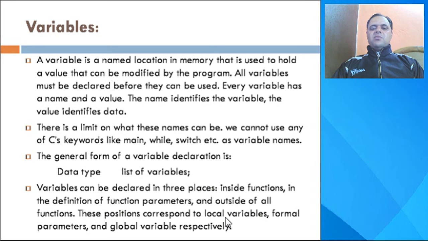So these parameters correspond to local variable, formal parameter, and global variables. If we have declared a variable inside a main, inside a function, it is called a local variable. Inside the definition of the function where we have defined a function, we can define a variable there also. That is called a formal parameter. And global variable means we can declare a variable globally, that is called a global variable. So we will discuss these variables in the next slide.